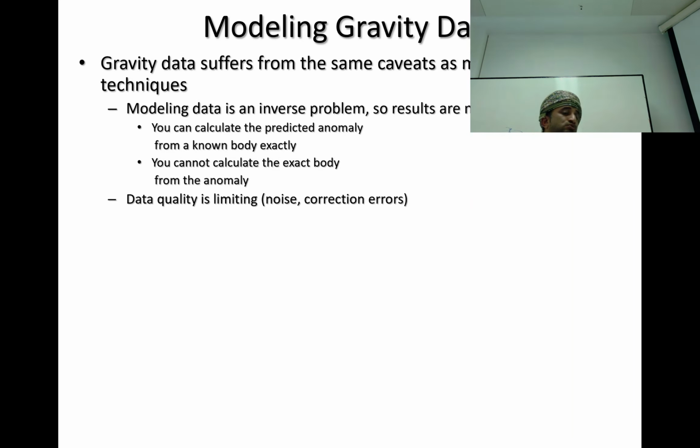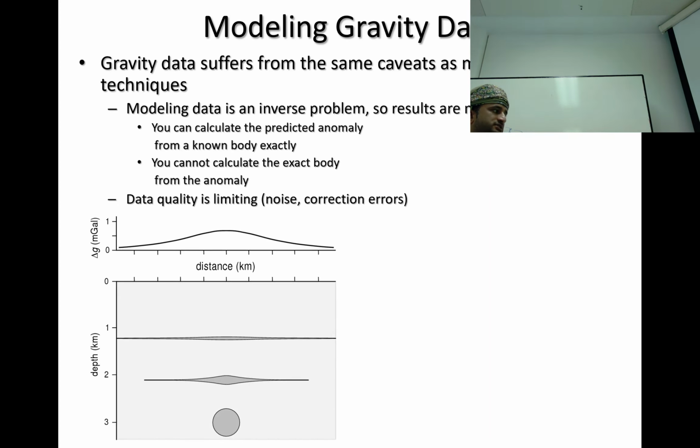So we do modeling. After we finish the corrections, we start modeling the gravity data. And as I said, modeling is not an easy task, because specifically for gravity results, there could be many models that produce the same results, and that's referred to as non-uniqueness. So there are some complications.